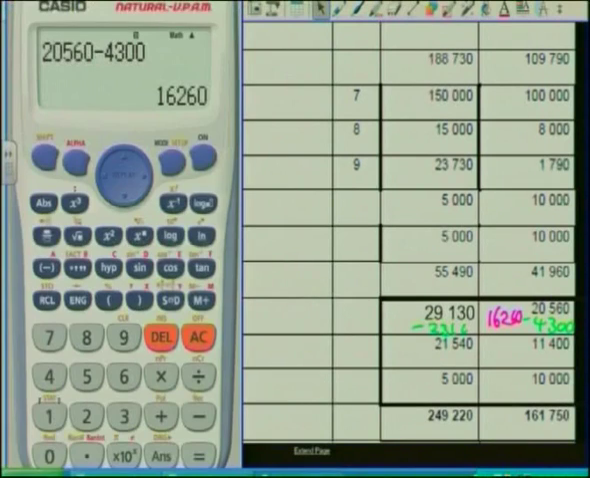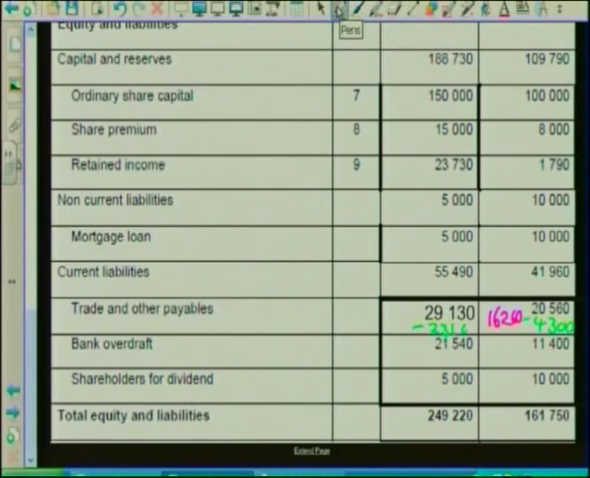Right, let's now look at 2012. So again, let's get our calculators out. 2012, 29,130. We're now excluding the SARS amount, which was 2,310, to get an amount of 26,820. So let's now write that in. 26,820. Okay.